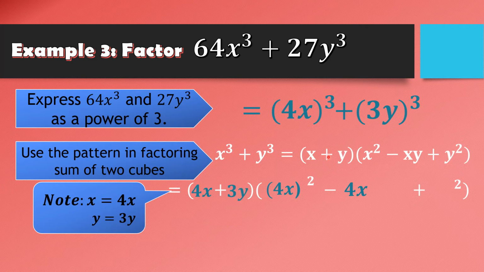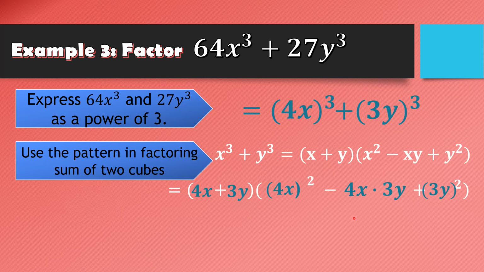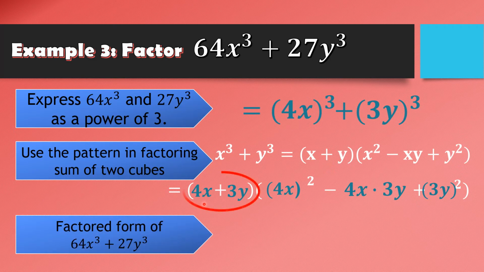Para naman sa y, we have 3y times 3y here and square of 3y. So, yung y na to, pinalitan natin ng 3y. Yung y sa xy, pinalitan natin ng 3y. Yung y sa y squared, nilagyan natin din ng 3y. Pagkatapos naman yan, isi-simplify na natin ang ating factored form. Since ang 4x plus 3y ay hindi naman natin pwedeng i-add, ika-copy na lang natin yan. So, we have 4x plus 3y.